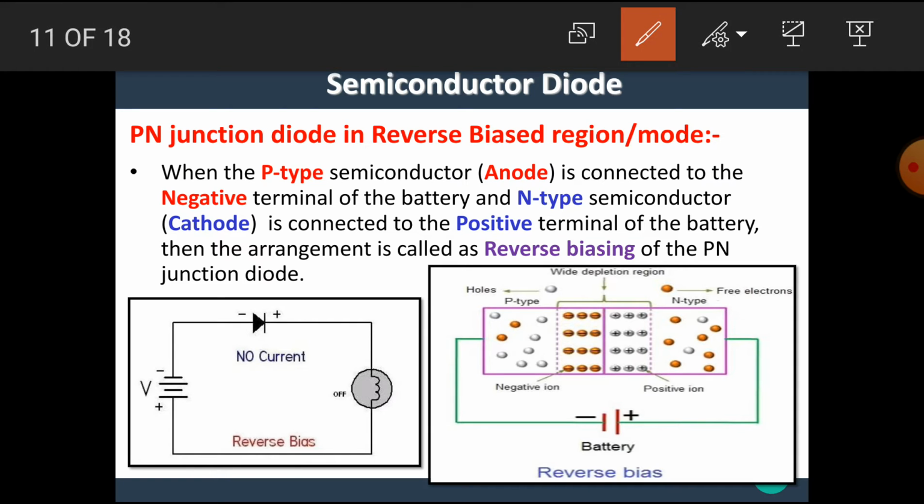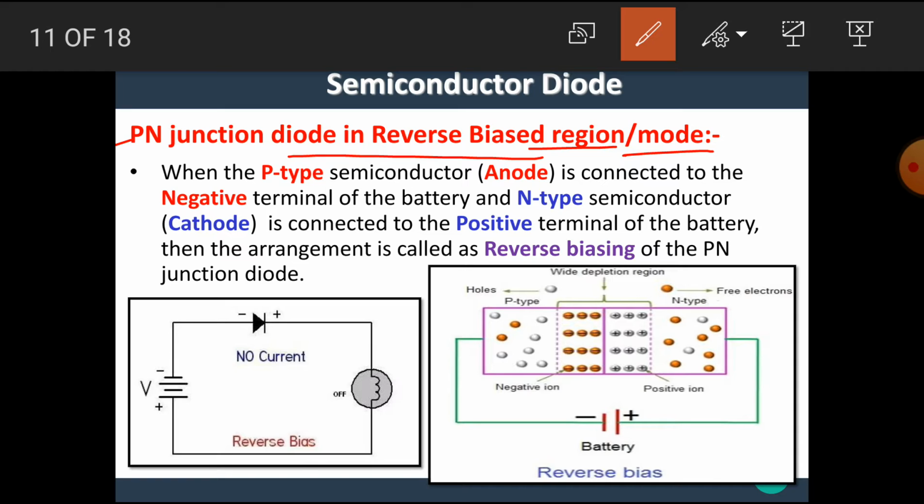Now let's see the PN junction diode in reverse bias region or reverse bias mode. The connection of the reverse bias mode is very simple. That means whatever the connections in the forward bias mode, the opposite connections are made in the reverse bias mode.